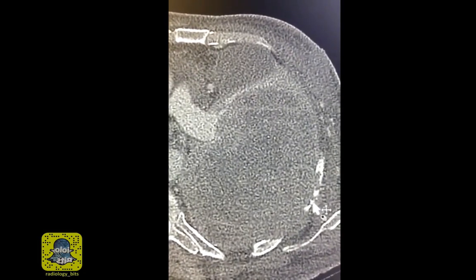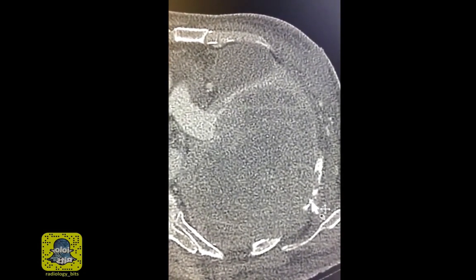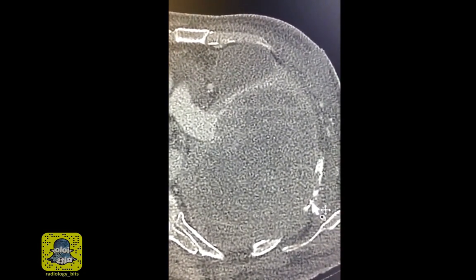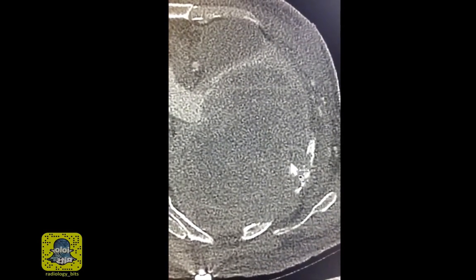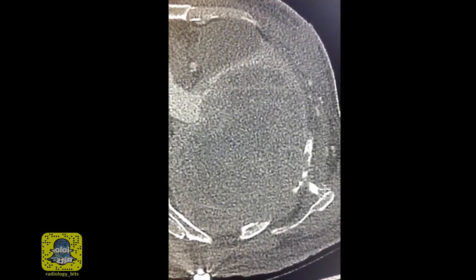Such an appearance would give you a hint to the nature of the abnormality. Typically, this raises the possibility of an aggressive lesion. And when you consider aggressive lesions, you have to think about malignancies.